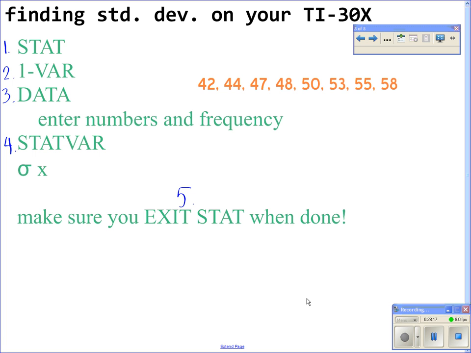Questions? What's that symbol called? Sigma. Other questions?